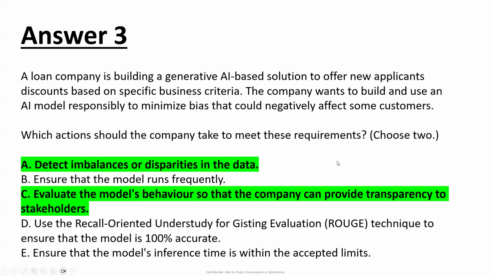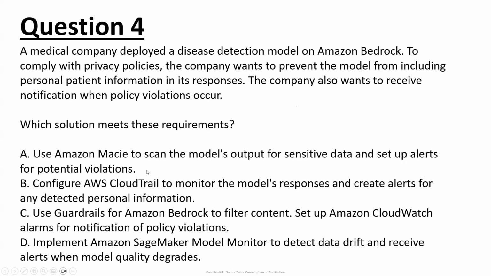Evaluate the model's behavior so that the company can provide transparency to stakeholders. With option A, we will detect the imbalances. Then we'll evaluate the model's behavior with that, and provide transparency to stakeholders. So it's better.